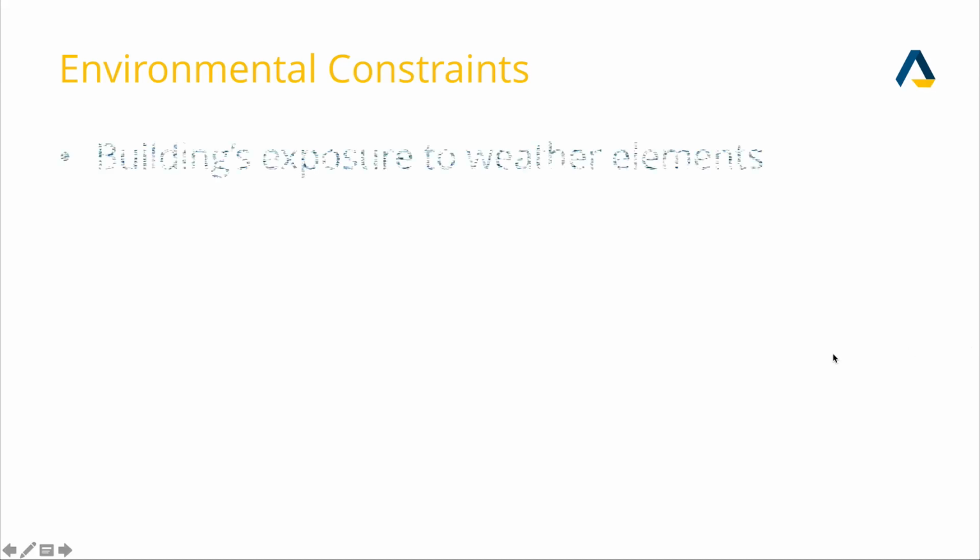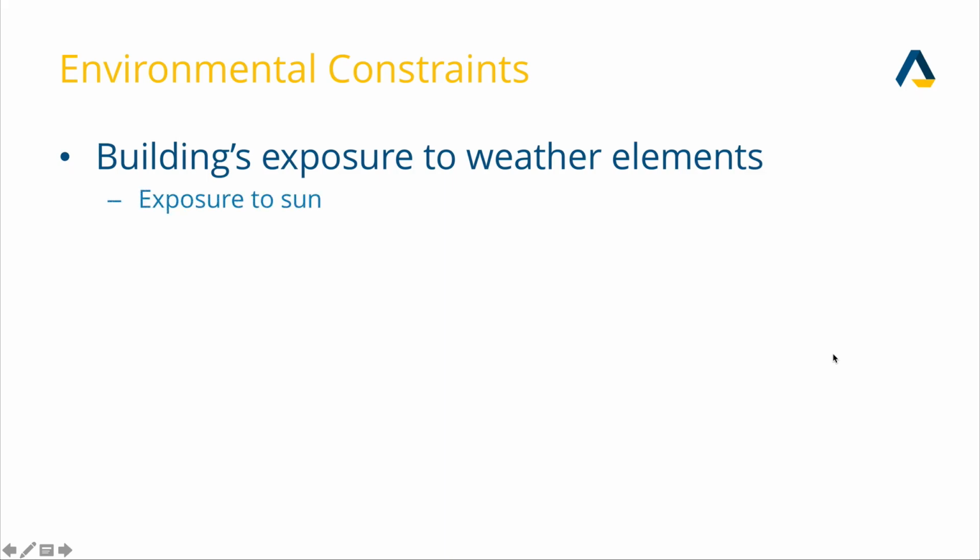Environmental constraints, for example, the building's exposure to weather elements, such as the sun and the wind. If the building is going too high up, what does the wind study say about the development? Rain, what kind of rain does it get? The flood zones in that area is a very common example.